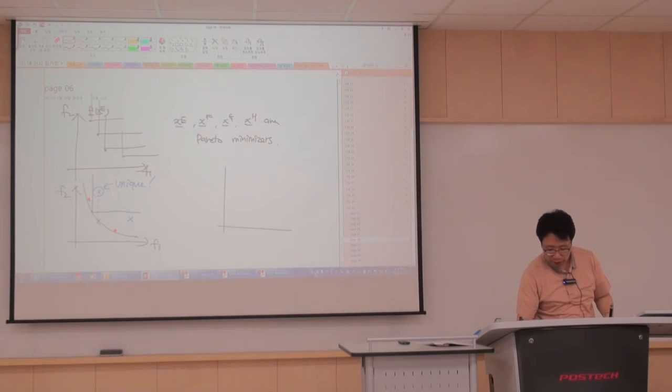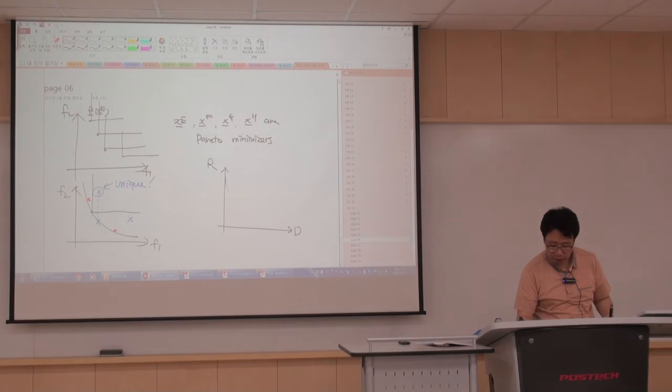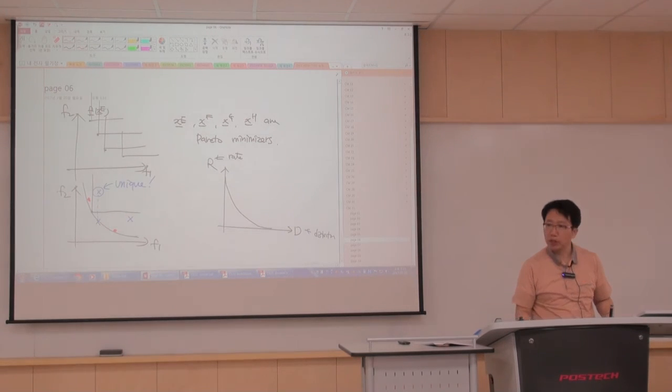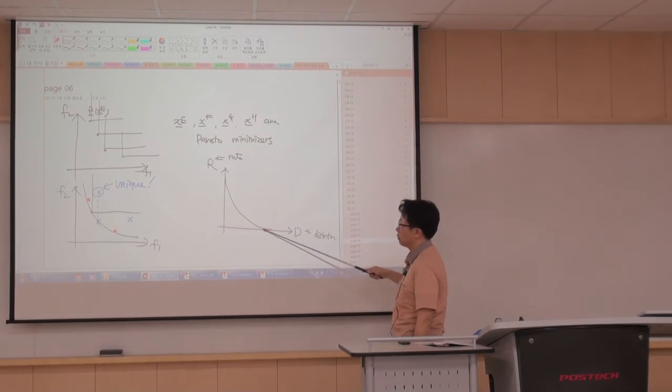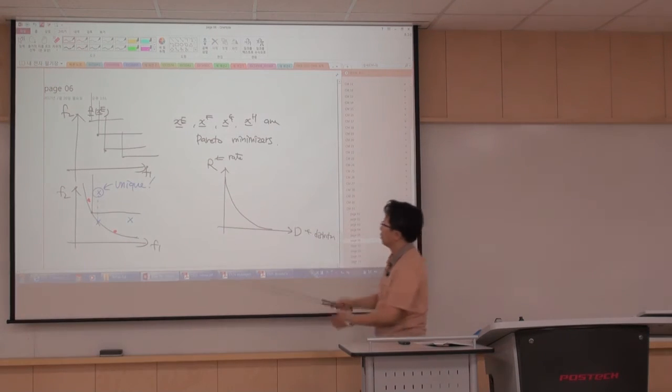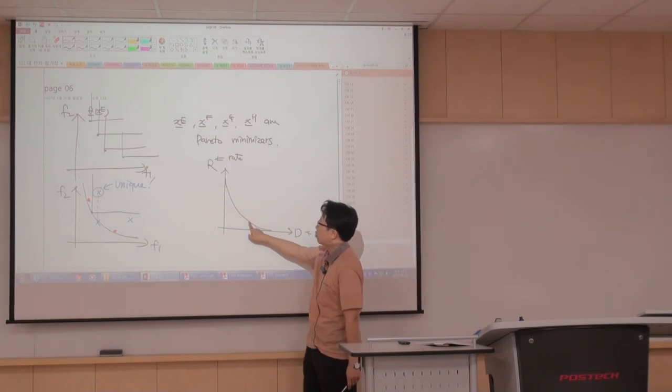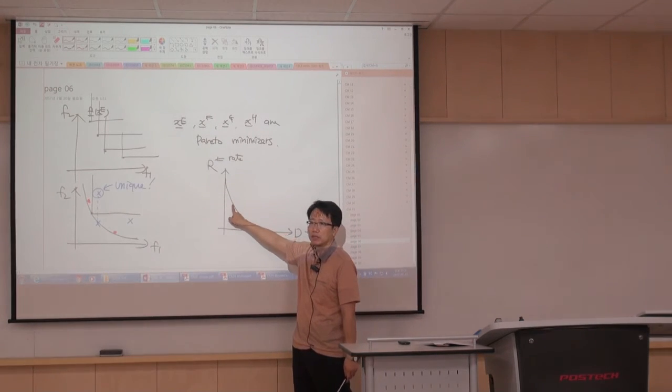So you will see something like that. And this is the amount of distortion. This is the compression rate. Okay. So you see the Pareto front. Okay. This point is not dominated by that point. Got it?